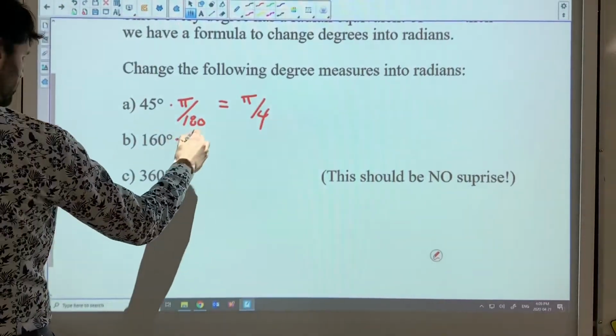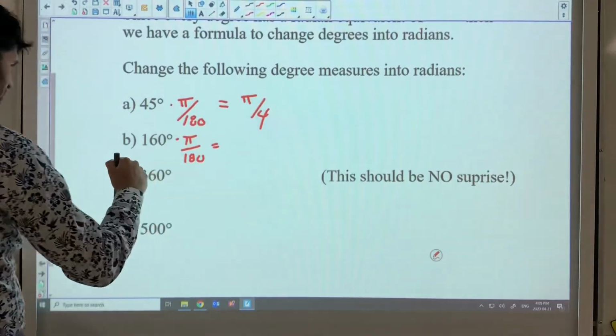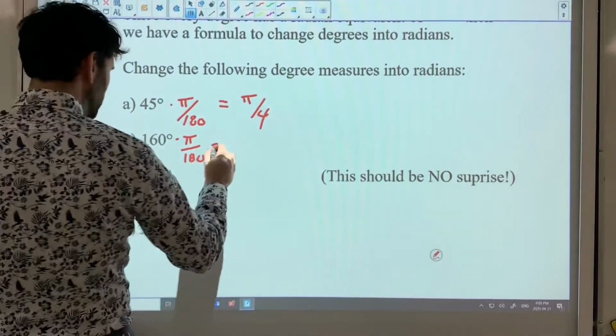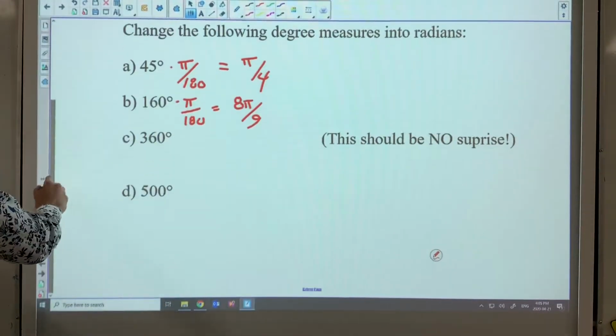This one here, again, multiplied like that, and let's see what we get. You can divide by 10 and then divide by 2. You get 8 pi over 9. Of course, you can pause the video. Feel free to work these out.